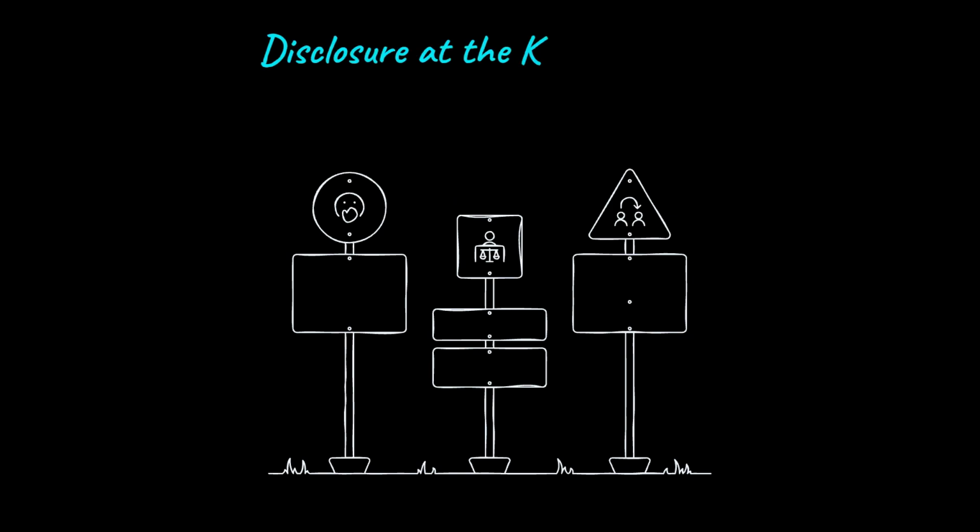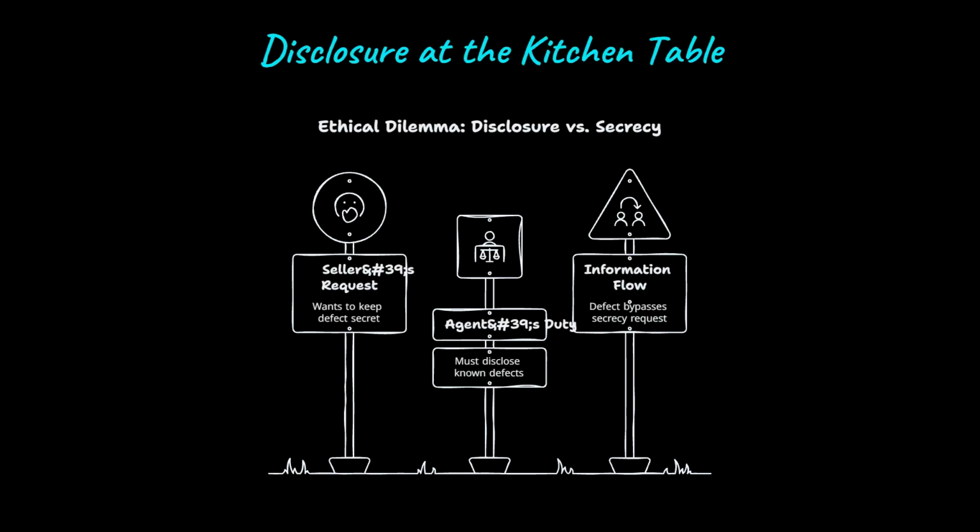Each of these half measures fails the standard because the obligation to disclose a known material defect is personal to the agent who knows it. Picture the listing agent at the kitchen table. The seller has confided that the basement floods every spring and asks the agent to say nothing. When a buyer is preparing an offer, the agent must disclose the flooding directly, because the duty of honesty to the buyer cannot be waived by the seller's request for secrecy.